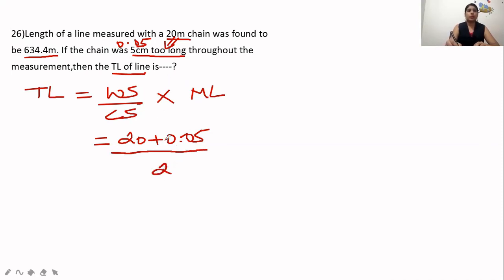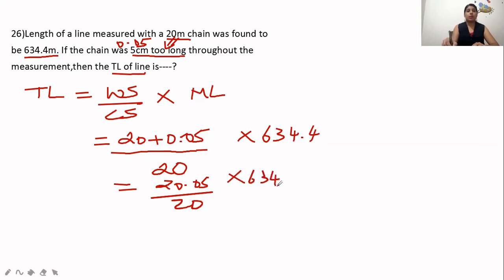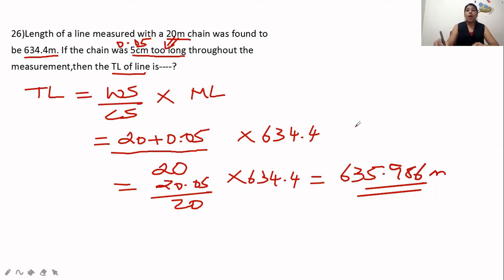For correct length is what? On scale measurement, that is 20 plus 0.05. Correct scale measurement, that is 20, multiplied by the measured length, which is given as 634.4. So when we do 20.05 divided by 20 multiplied by 634.4, and do the cancellation, you will get the answer 635.986 meter. And this type of question is related with GATE or IES examination also.